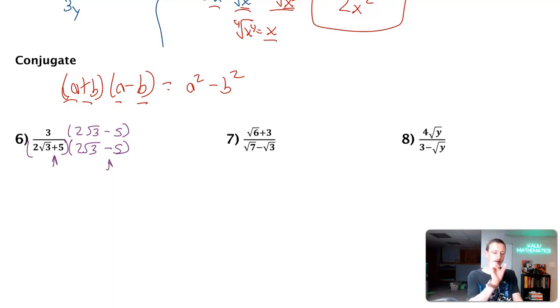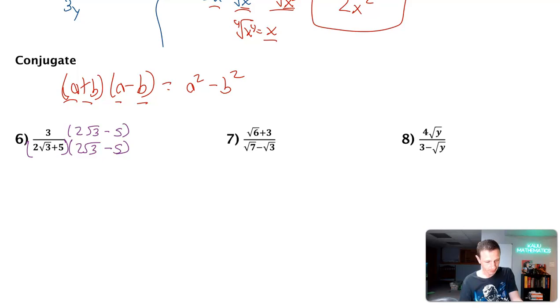And what ends up happening is the first term gets squared, so 2 root 3 squared, or 2 root 3 times 2 root 3, which is the same thing. The radical is going to be gone. And then I am just left with 5 times negative 5. I don't have that radical anymore. So that's what we are trying to accomplish, and we're going to be good to go here.